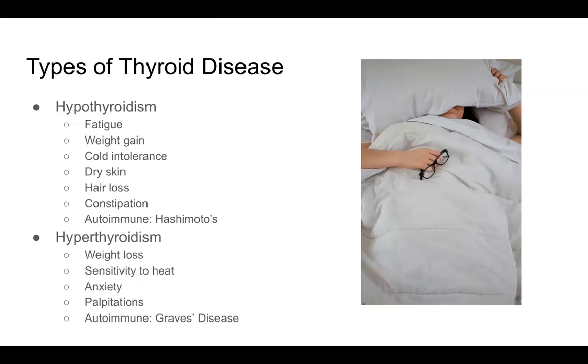Particularly, I also see women who lose the outer third of their eyebrows. That's also considered a thyroid symptom, as well as constipation. And then the autoimmune disease of hypothyroidism is Hashimoto's. And then the other one is hyperthyroidism. That's when the thyroid is putting out too much of the hormone, and that's where you'll experience weight loss, sensitivity to heat, anxiety, palpitations. And then the autoimmune version of that is Graves' disease. So a common telltale sign is bulging eyes that you'll see with those types of patients.